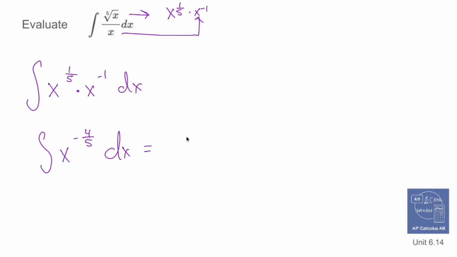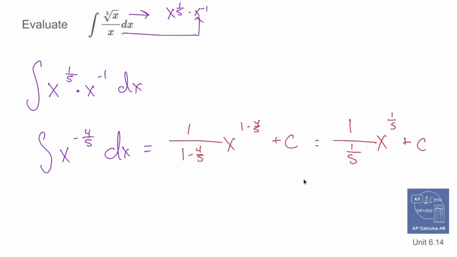Integrating that is going to look like this: 1 over 1 minus 4/5, x to the 1 minus 4/5, plus some arbitrary c. So that's going to be 1 over 1/5, x to the 1/5, plus arbitrary c. Flip that upside down, you get 5. Turn that into the 5th root of x again, plus c.